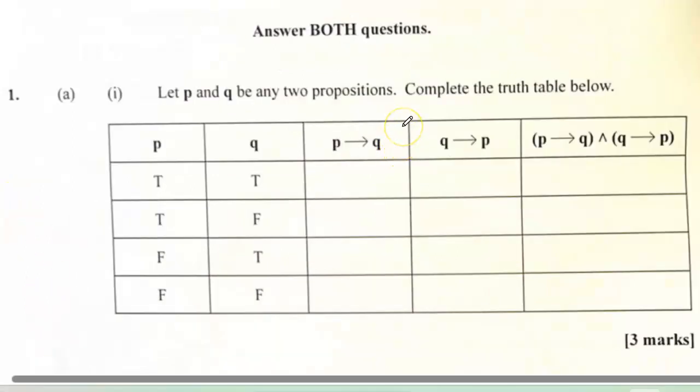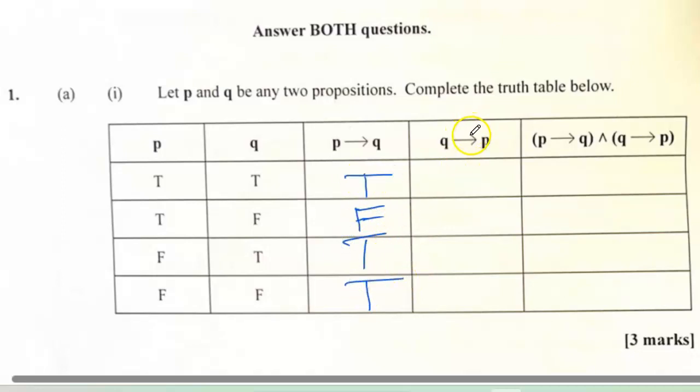Let P and Q be any two propositions. Complete the truth table below. So the first column we're asked to complete here is the third column, P imply Q, the conditional statement. And the thing about the conditional statement, P imply Q, the only time we have a false is for the true-false situation. The rest of them should be true.